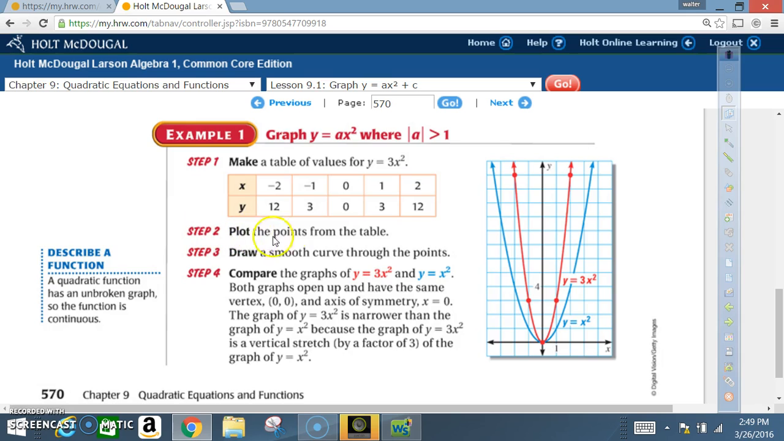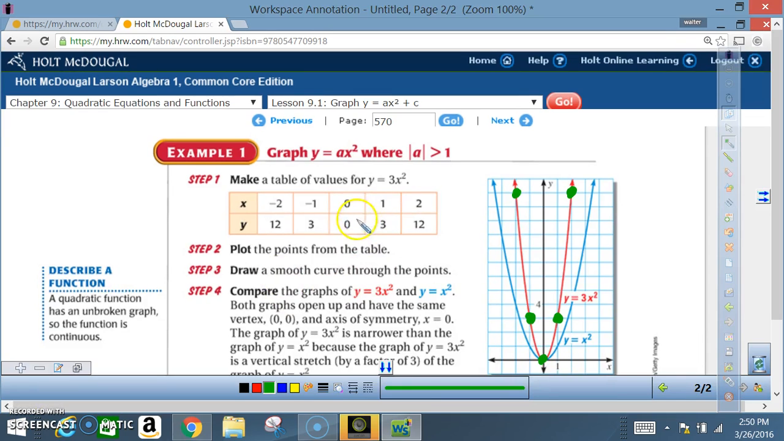All right, step 2, we plot the points from the table onto a graph. This should be all old news right now, so everybody should know how to plot the points on a graph. And y equals 3x squared is in the red. Next we draw a smooth curve through the points, so that will look like so.